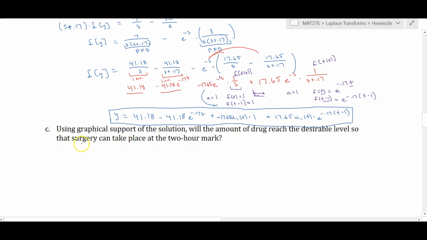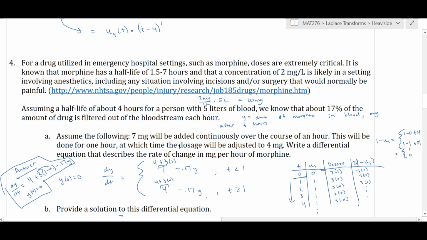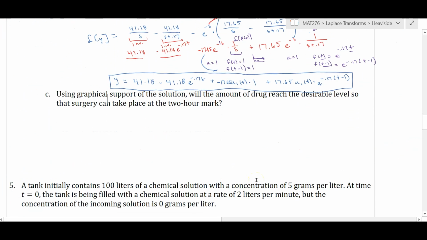The question here is, using graphical support of the solution, will the amount of drug reach the desirable level so that surgery can take place at the 2-hour mark? Well, I've already written it up here. We know that in a setting like this, 2 milligrams per liter of the anesthetic is what we need. The person that we're dealing with has 5 liters of blood, so 2 milligrams per liter times 5 liters, we're going to need a desirable level of 10 milligrams when we go and assess this.